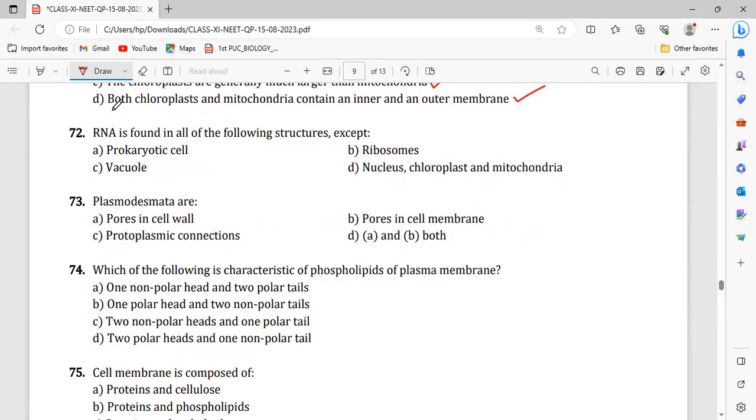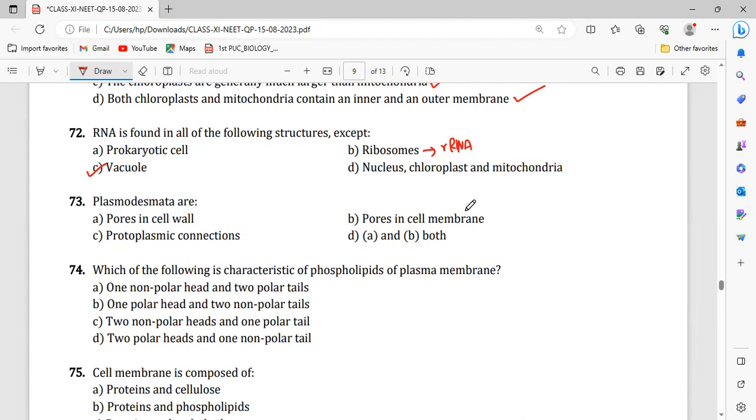Next, 72. RNA is found in all of the following structures except. So RNA we can't see in vacuole. In prokaryotic cell we can see because there will be gene expression, DNA to RNA conversion, and then RNA to protein. So RNA we can see here. So even ribosomes are mainly made up of rRNA. So obviously RNA is here. Nucleus, chloroplast, mitochondria, in all this also we can see RNA.